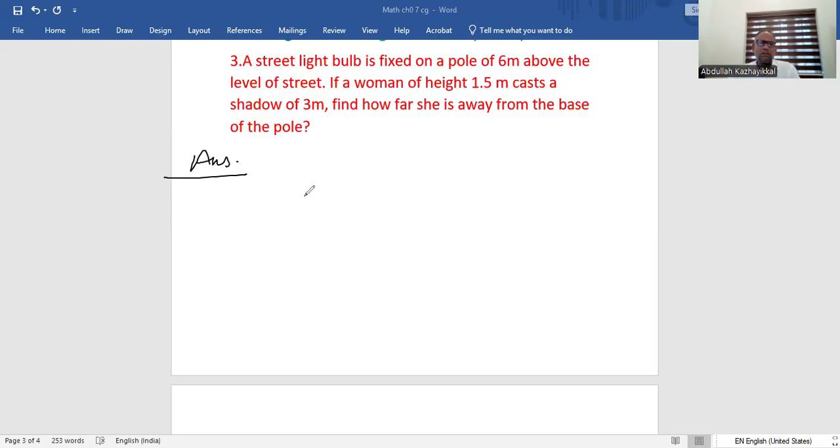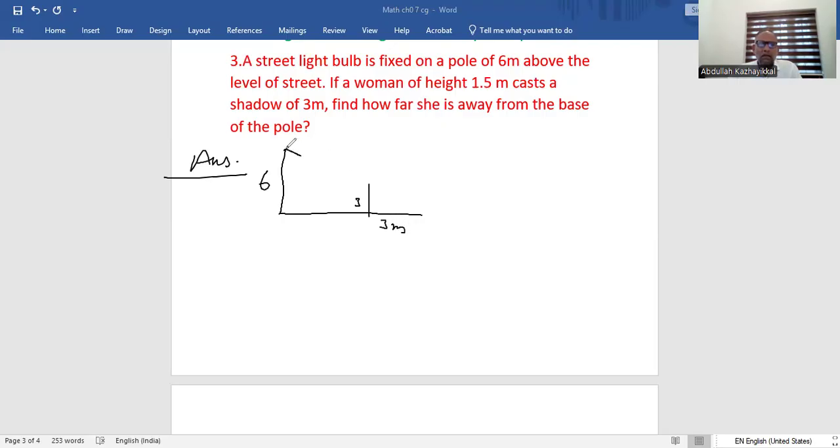Answer of the third question. I think all of you understood the question. A street light bulb is fixed, suppose this is the bulb, on a pole of 6 meter above the level street. No confusion, everything in meter. If a woman of height 1.5 casts a shadow 3 meter, here is the woman. Her shadow is here, 3 meter.